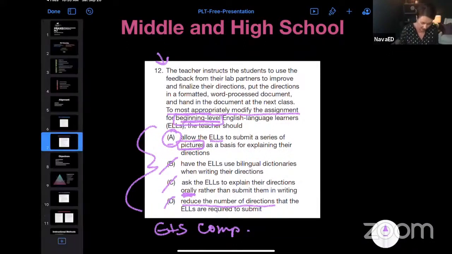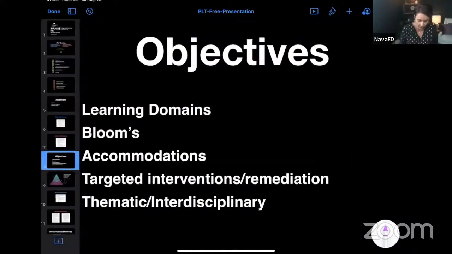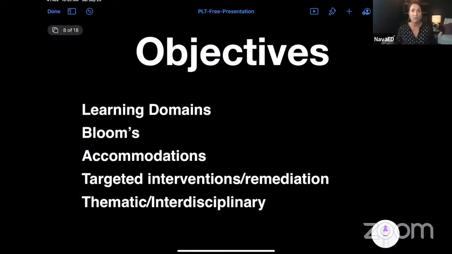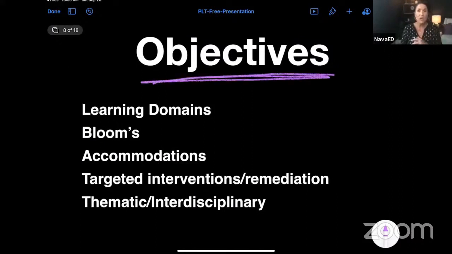Very good, guys. All right, let's move on to another big piece of the instructional process for the PLT, all grade levels. So you are going to get lots of questions about objectives, okay? Objectives have a lot to do with learning domains. Bloom's taxonomy is all over this test.